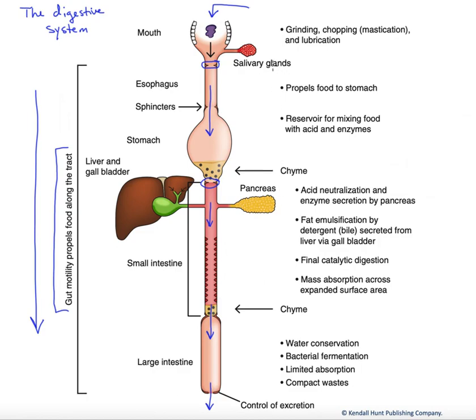Now, along the way here, we're going to start by breaking down the food and preparing it for the absorption of those nutrients. And so if we start with a piece of food in the mouth here, we first have to grind it up, right? That's called mastication or chewing. And we're going to lubricate it through secretions of accessory glands, in this case, the salivary glands.